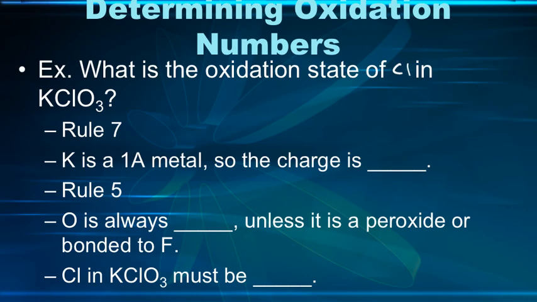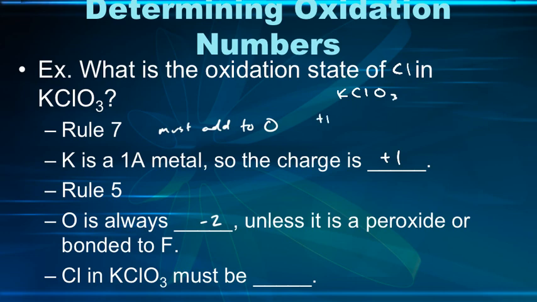What is the oxidation state of chlorine in KClO3? Rule 7 will tell us that since it's a compound here, everything must add up to 0. Potassium is a 1A metal. 1A metals in compounds are going to be +1. Rule 5, oxygen in compounds is always -2. We're not going to see a peroxide or some sort of oxygen with fluorine. And so let's see what's going to happen here. So we've got KClO3.